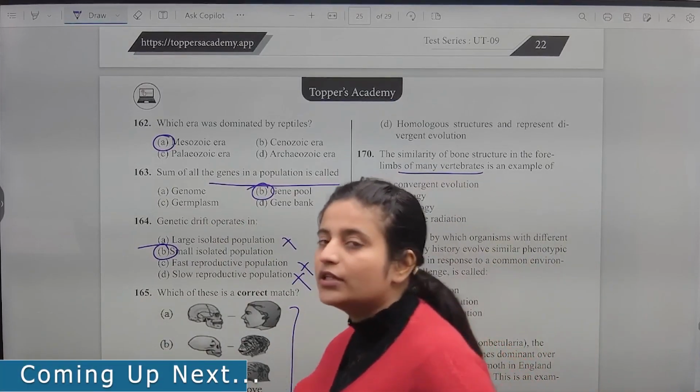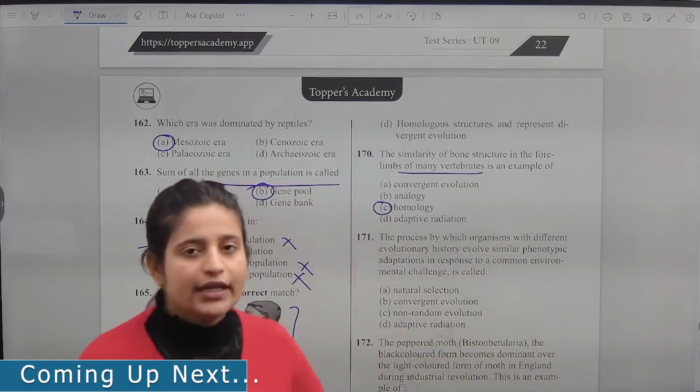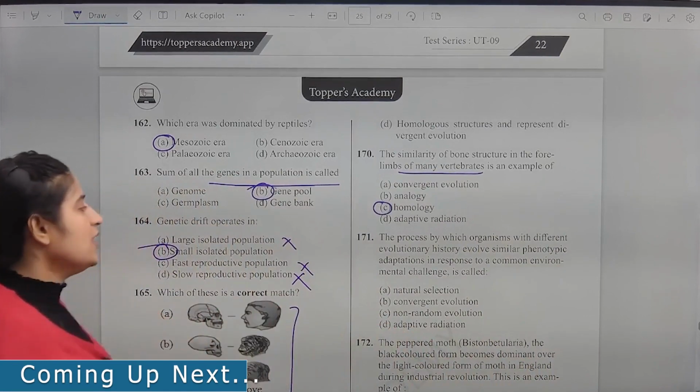Using their forelimbs for running, but their origin is the same only, na? That's why they belong to the homologous organs.